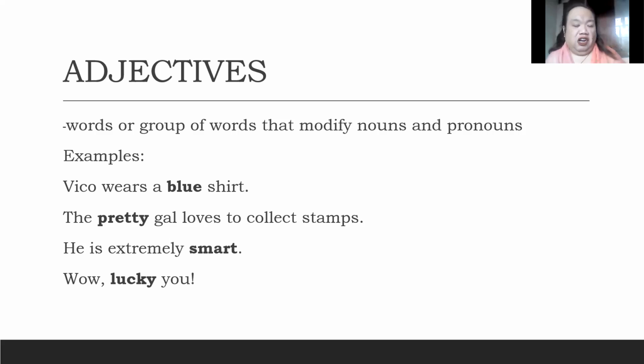For the third sentence, he is extremely smart. Smart there is the adjective, and obviously it is actually modifying the pronoun he. And for the last example, wow, lucky you. Lucky there is the adjective and it's modifying the pronoun you. So that's how adjectives work. They modify your nouns and your pronouns.